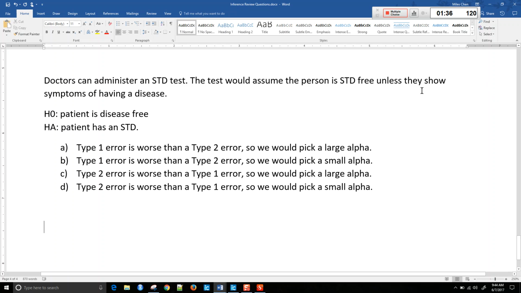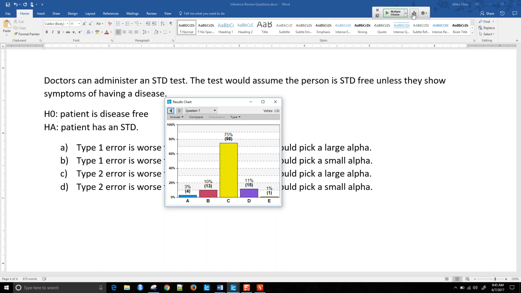Okay, go ahead and click your answers. I'll click stop here. All right, let's take a look at how you guys responded. And indeed, C is the correct answer.